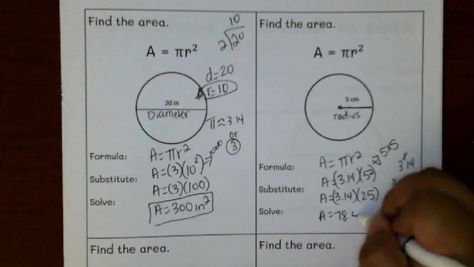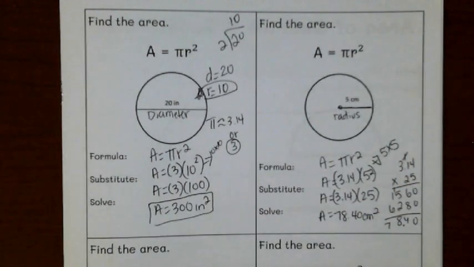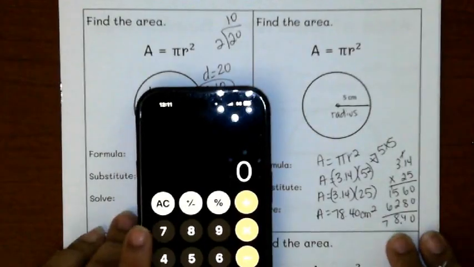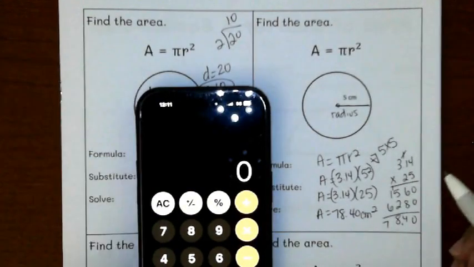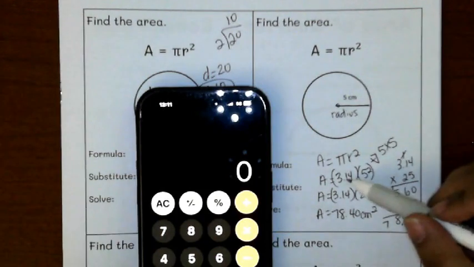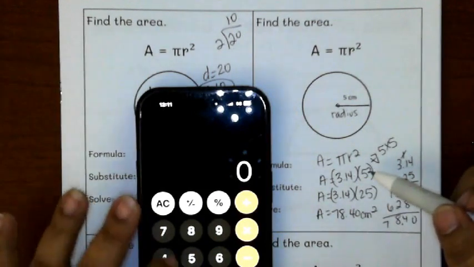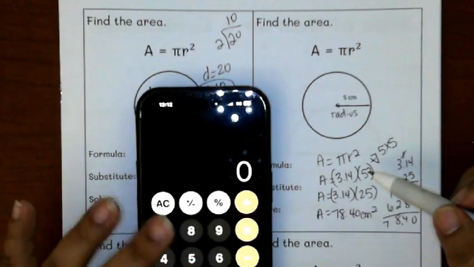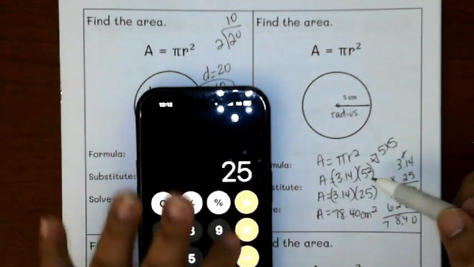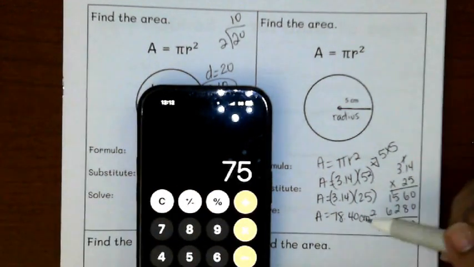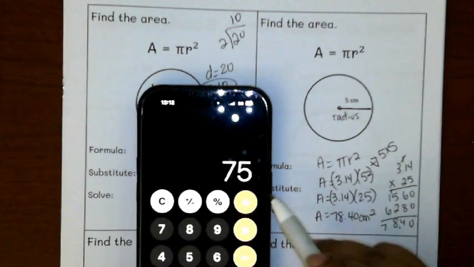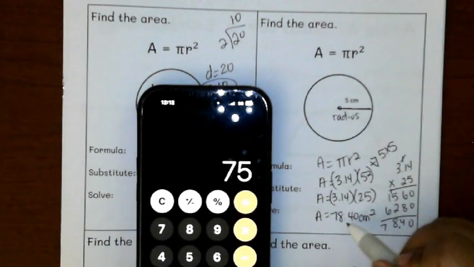Okay, now what happens if I were to use 3? I'm going to show you using my calculator. If I use my calculator and I do, instead of 3.14, I do 3. We all know that we're going to have 5 times 5, which is 25, times 3. I'm going to get 75. Now, if you notice, 75 is a little bit lower than 78.40. That's because we're rounding it down to 3.